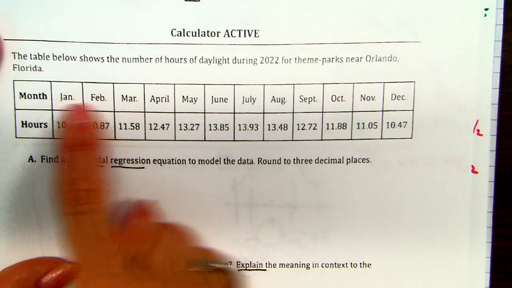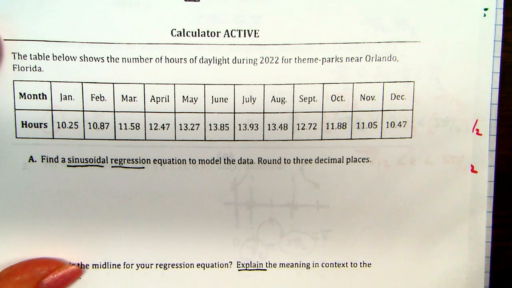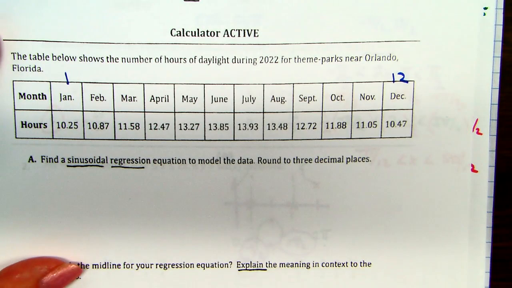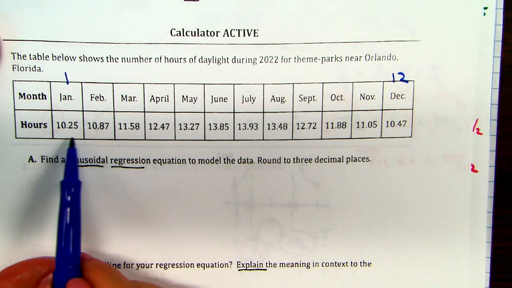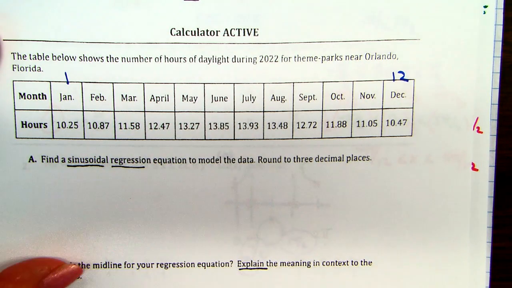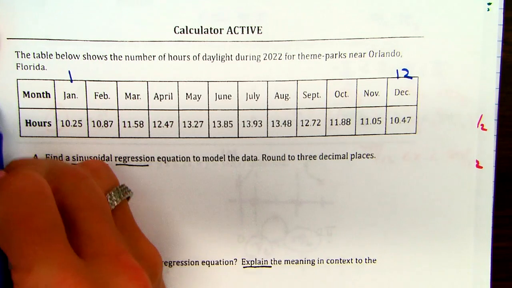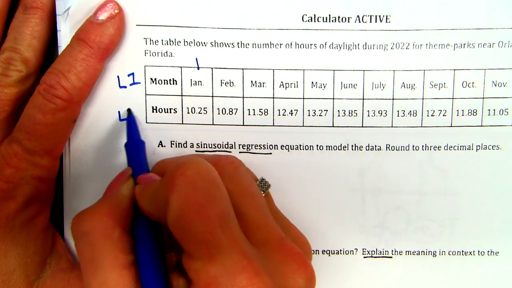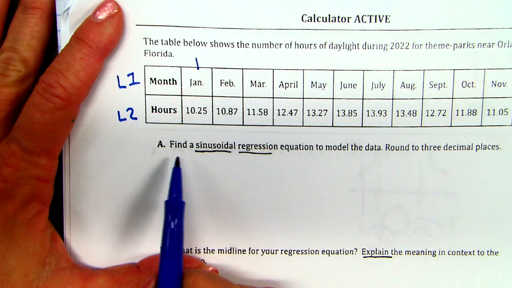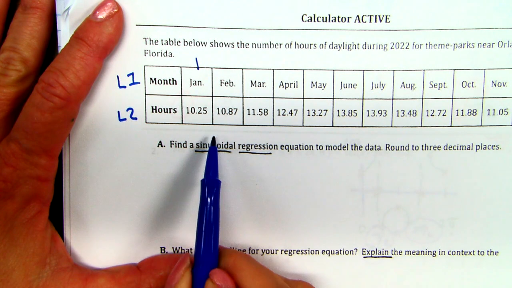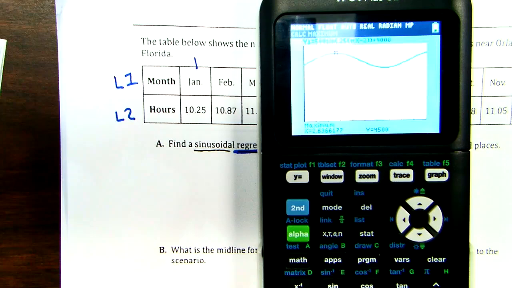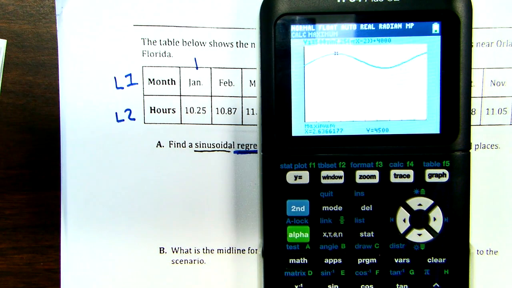So they give us the months of the year, 1 through 12, and that's the numbers we'll use, right? From 1 to 12 to represent those. And then the hours of daylight in that month. I'm guessing it's an average. This is list 1 and list 2. Because what it's asking for is a sinusoidal regression. We see regression. That is going to be where we have our stat stuff, back where we did stat.